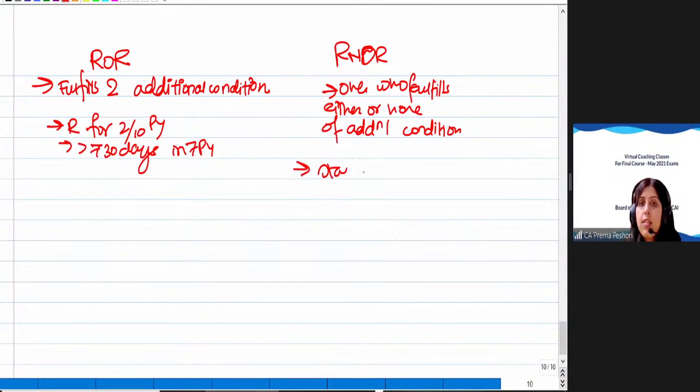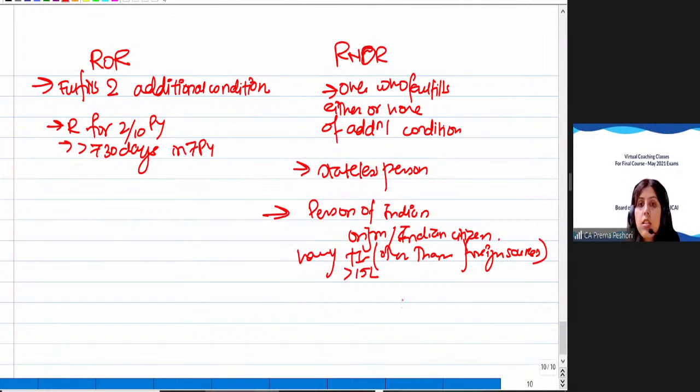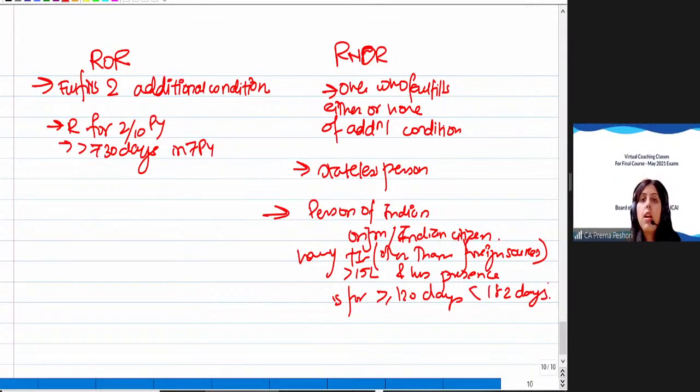Second, stateless person. Third, person of Indian origin or Indian citizen having total income other than foreign sources greater than 15 lakh and his presence is for greater than or equal to 120 days but less than 182 days. Are you clear?